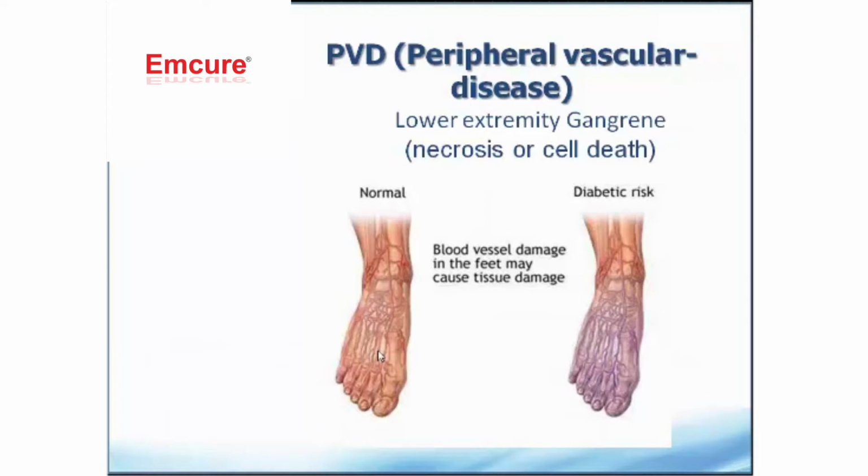PVD, as I told you, stands for peripheral vascular disease, a disease of the extremities like the legs. Here you can see that there is normal blood flow in the leg, whereas when blood flow is interrupted due to this atherosclerotic condition in the major vessels of the leg, it ultimately leads to gangrene or amputation for a diabetic patient, and diabetes promotes this PVD as well.